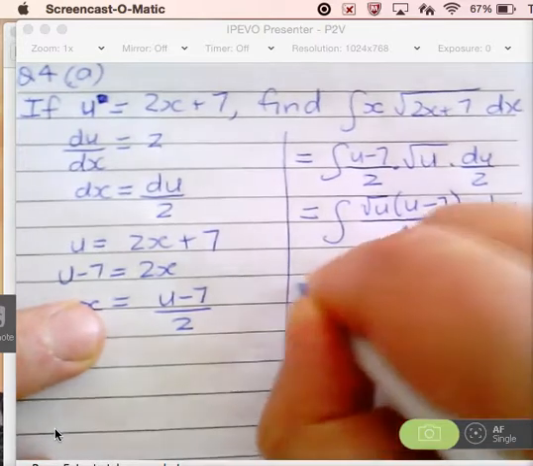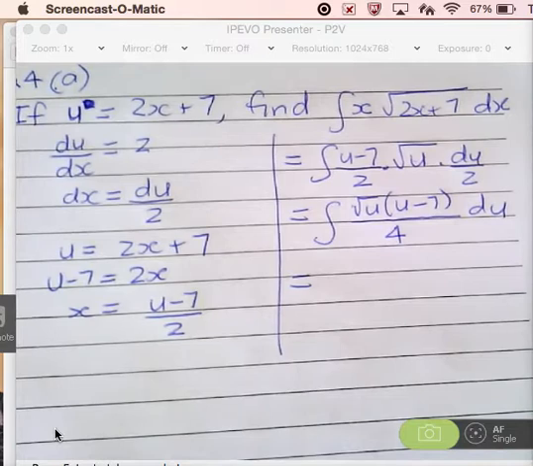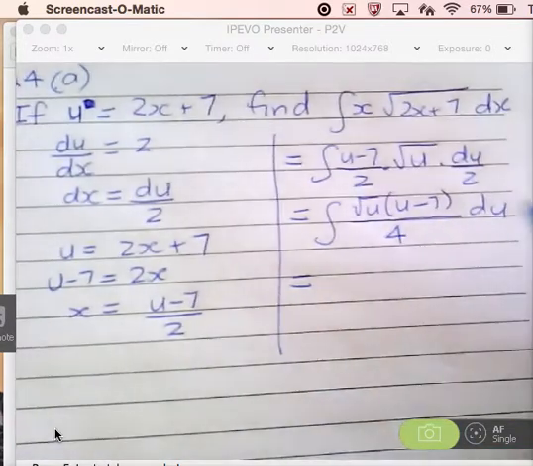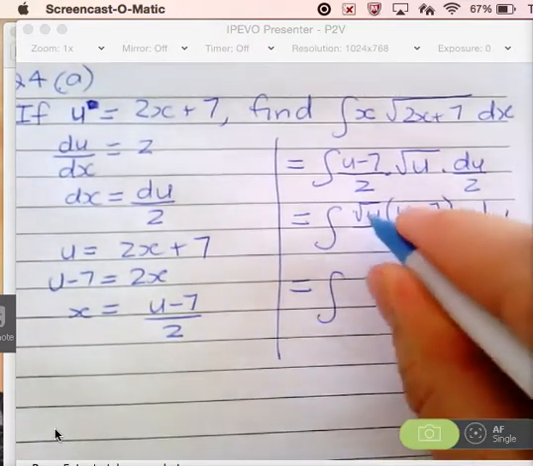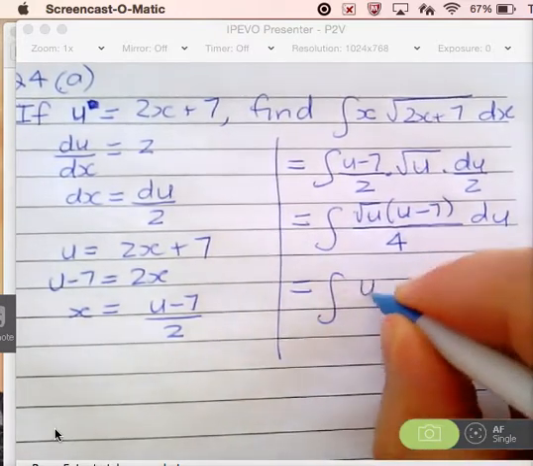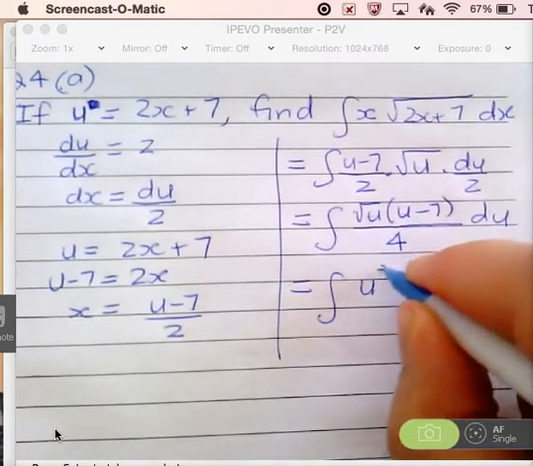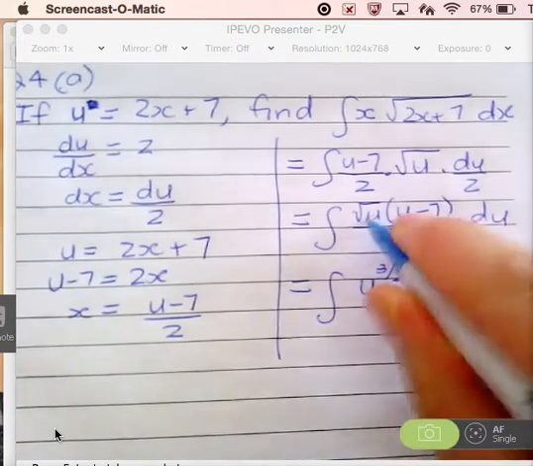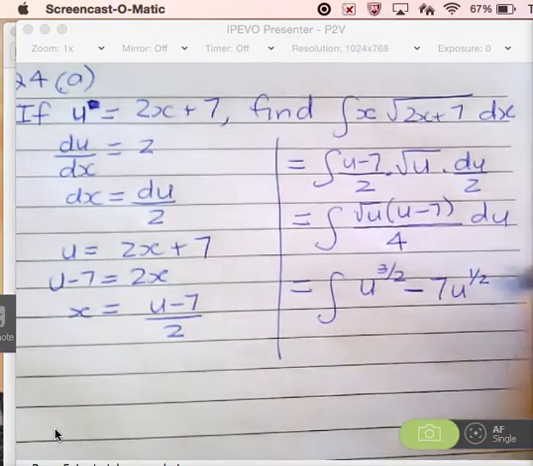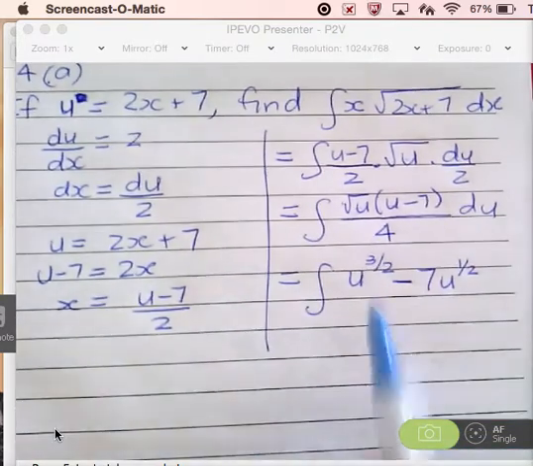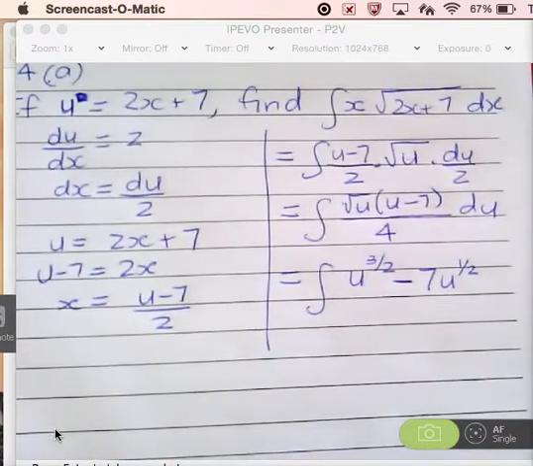Now, girls, we do not integrate products. You expand it. I want 2 separate terms, please. What does this expand to? Root u times u is u to the half times u, which is u to the 1.5. And root u times 7 is 7 u to the half. Are we okay with that? Girls, we do not integrate products. Expand it.